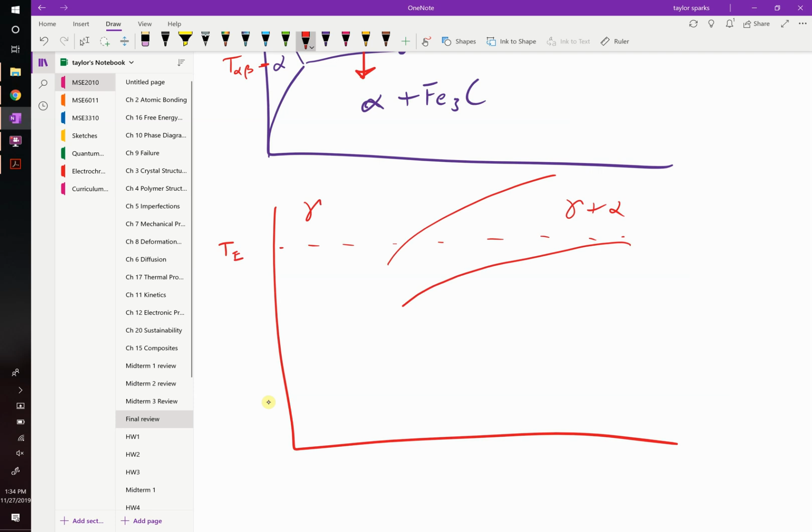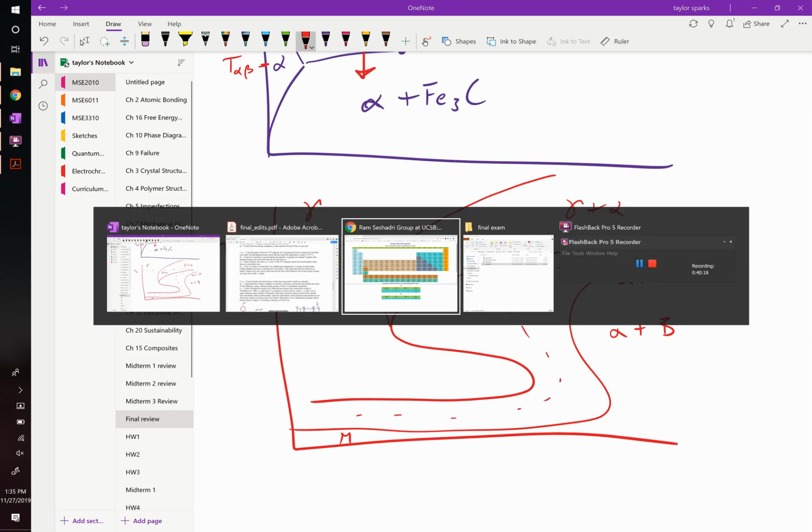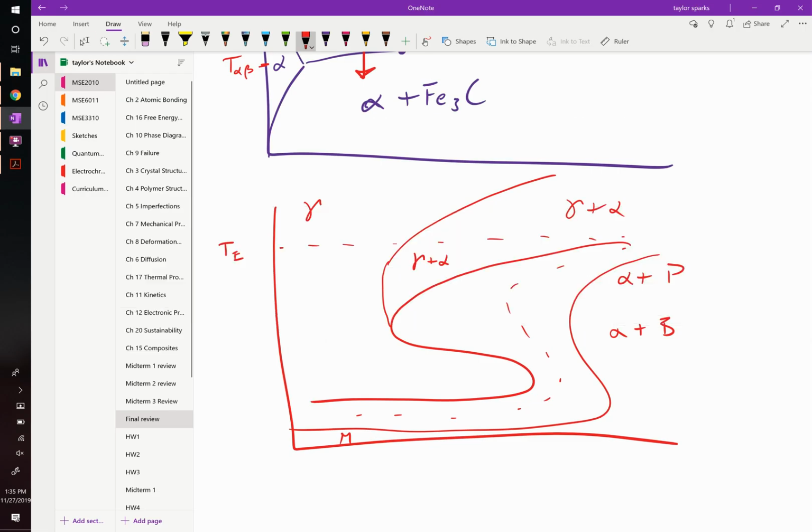The general shape still is going to look the same, but you're going to have this region where you have gamma plus ferrite, and then you get the rest of the shape. So with the dotted line, over here, you're going to have alpha plus perlite. Here, you're going to have alpha plus bainite. Here, you're just going to have martensite. Is it clear why this would be the case? Because where's our phase diagram? Oh, we just drew it.